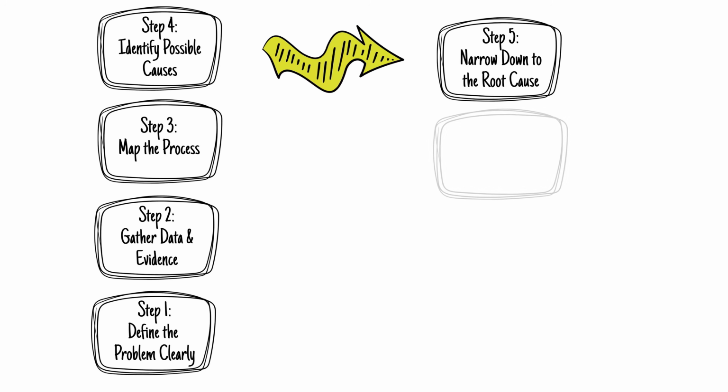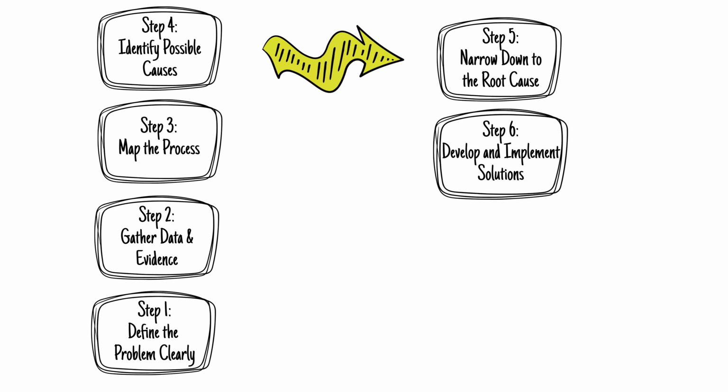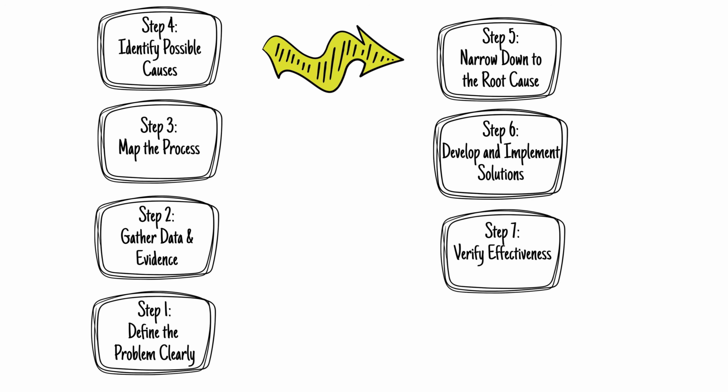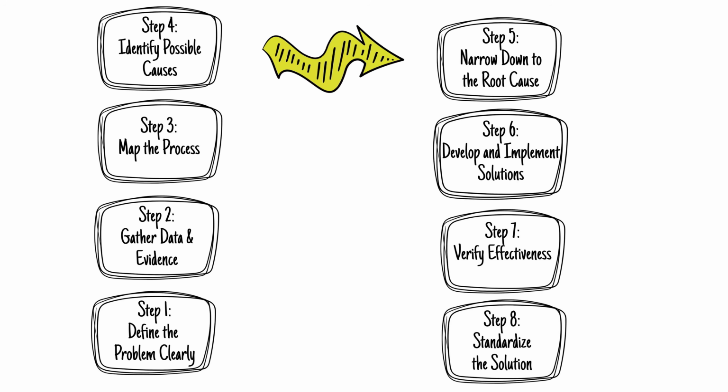Step 6. Develop and implement solutions. Focus on solutions that remove the root cause, not just the symptoms. Involve people who work directly in the process. Step 7. Verify effectiveness. Monitor results over time to ensure the problem doesn't return. Step 8. Standardize the solution. Update procedures, training, and documentation so the fix becomes the new normal.